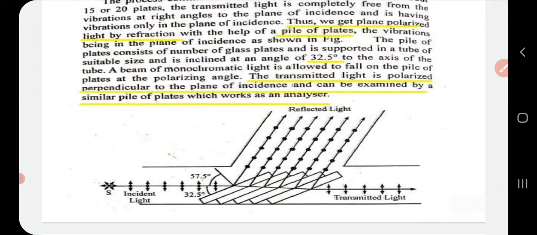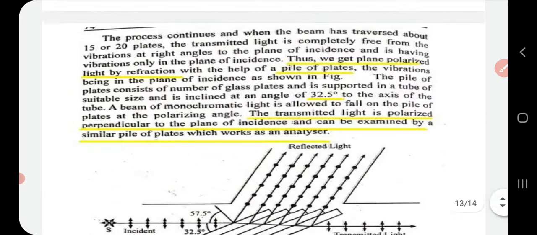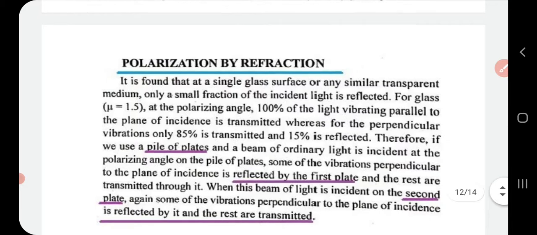So what is a pile of plates? It consists of a number of glass plates, one kept on the other. It is supported in a tube, and each of these glass plates is inclined at an angle of 32.5 degrees to the axis of the tube. Then a monochromatic light is allowed to fall on the pile of plates at the polarizing angle. Then the transmitted light will be polarized perpendicular to the plane of incidence, and the intensity can be examined by a similar pile of plates which works as an analyzer. So this is how polarization is produced by refraction.